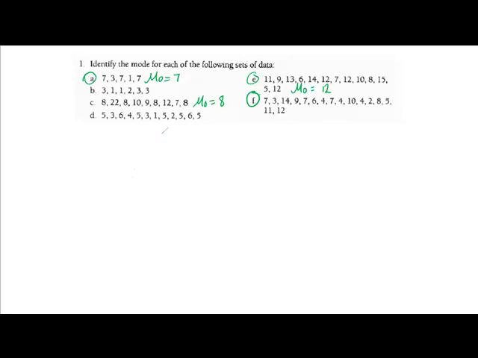Did you hit pause? If you didn't hit pause, let's just go ahead. Alright, F. I've got a bunch of digits. They range from, it looks like, 2 to 12. Let's do this one a different way. 2, 3, 4, 5, 6, 7, 8, 9, 10, 11, 12. Okay, let's go down through our list.